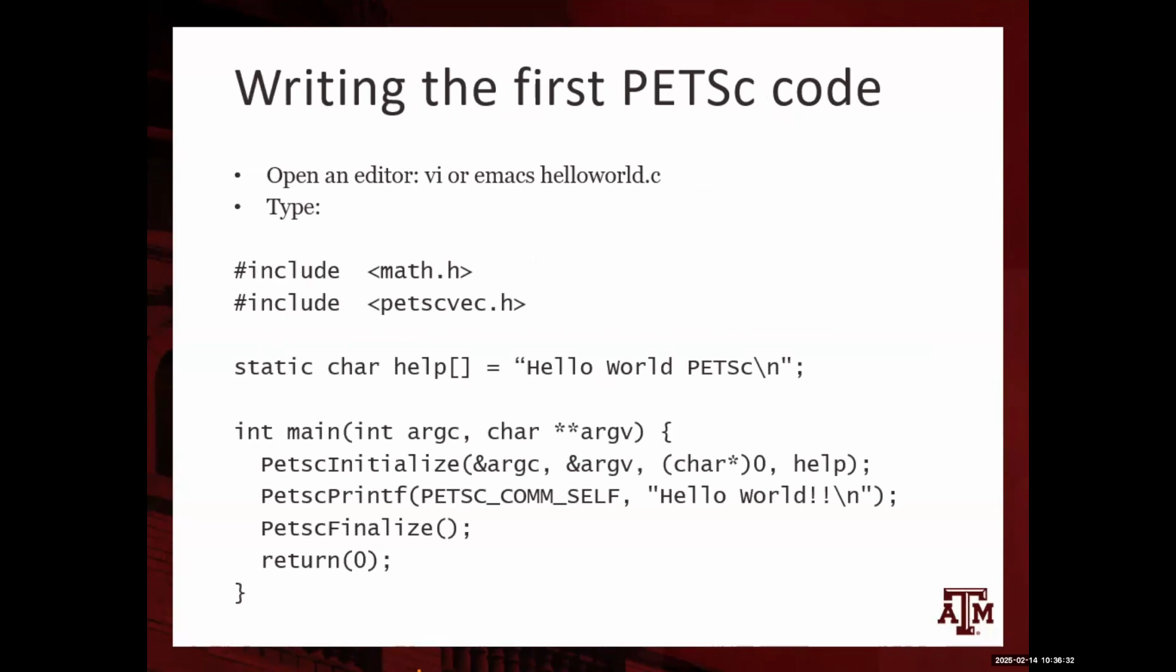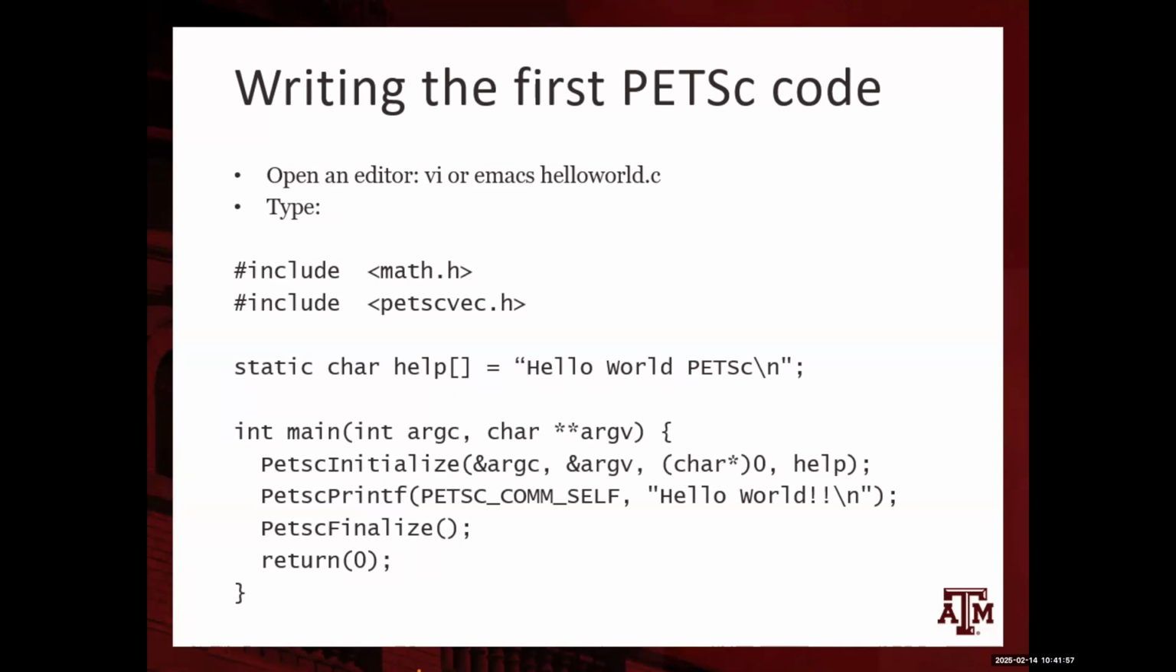So the first one, the hello world kind of code, that's your first PETSc code. Open a text editor like vi or Emacs, and create hello world.c. Either Emacs hello world.c or vi. We can do it locally on a local text editor. Emacs and vi are Linux text editors.